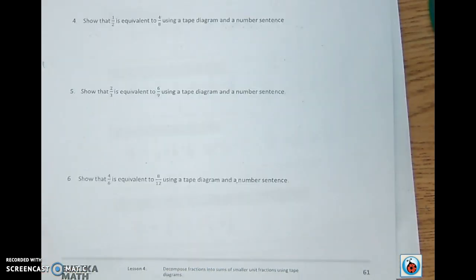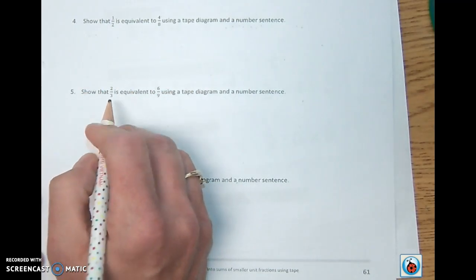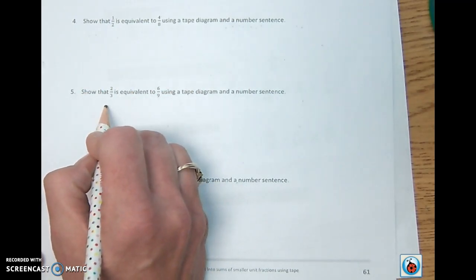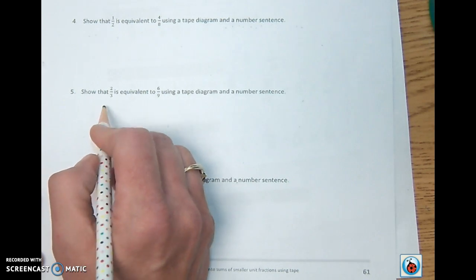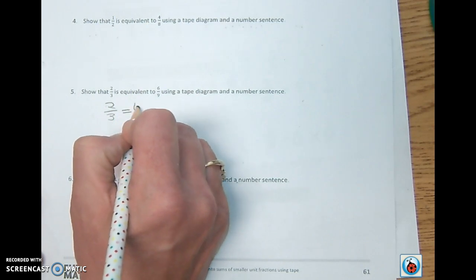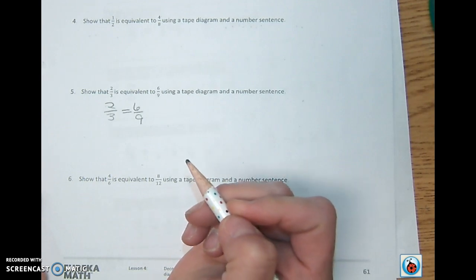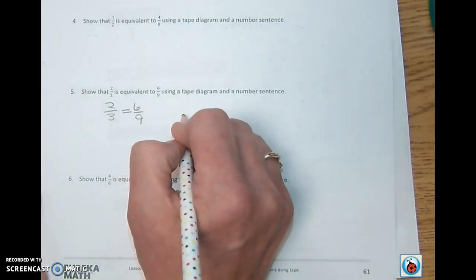I'm going to do one more example. You can do C and D on your own. I'll do one more example, and that's number 5. It says show that 2/3 is equivalent to 6/9 using a tape diagram and a number sentence. So the number sentence would be, okay, I'm doing number 5. I meant to do number 4, but I'll do number 5 anyway. 2/3 is equivalent to 6/9. There's your number sentence. 2/3 equals 6/9. Now we have to prove that that's true.